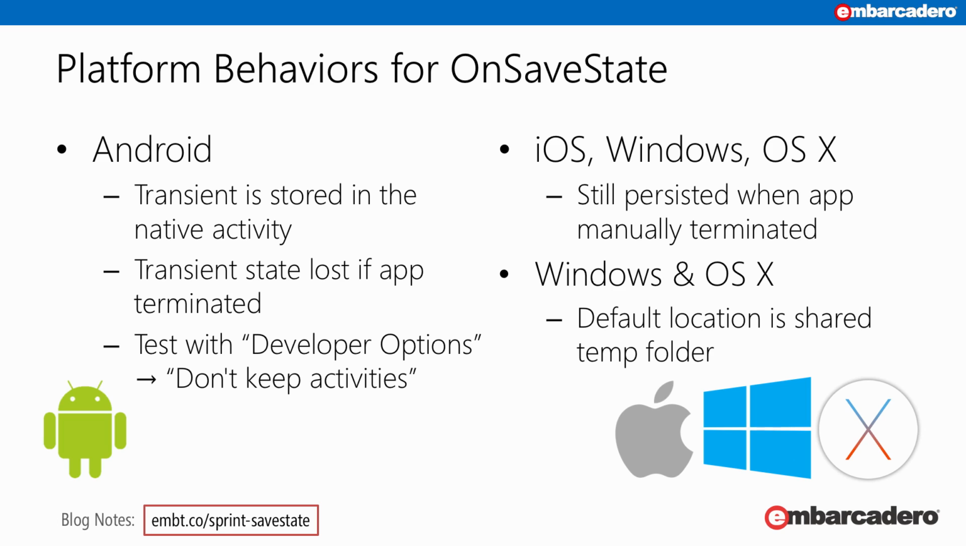So the way you can test this is under developer options. You can set it to don't keep activities. And that way, as soon as you switch away from the activity, switch away from your app, the activity gets pushed out of memory, just as if it was pushed out in the background.